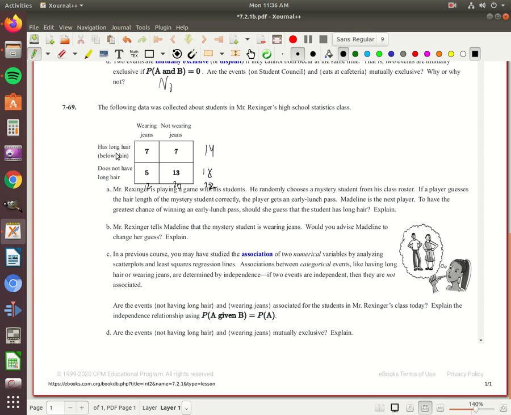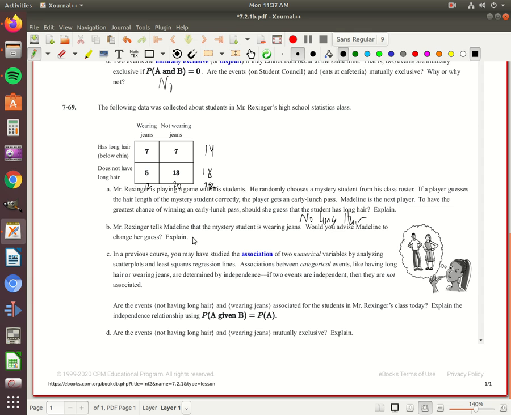Well, let's take a look. 14 people have long hair. 18 people don't have long hair. So if she wants to win, there's a better chance he's going to choose someone that doesn't have long hair, right? So she should guess no long hair because the odds would be better.